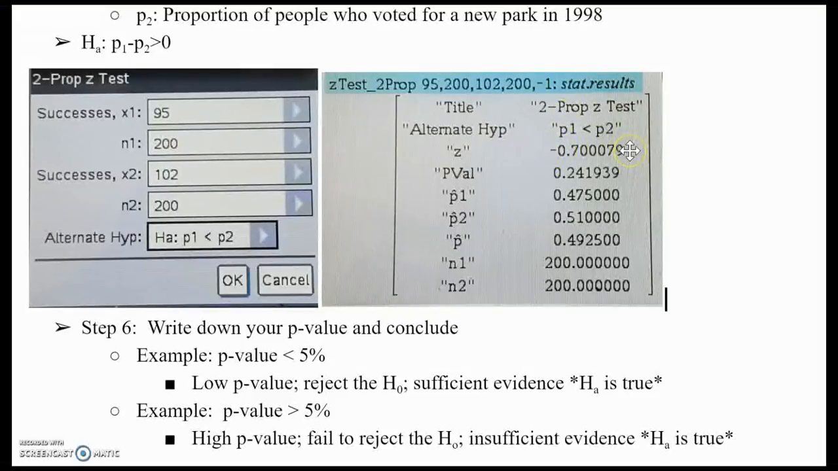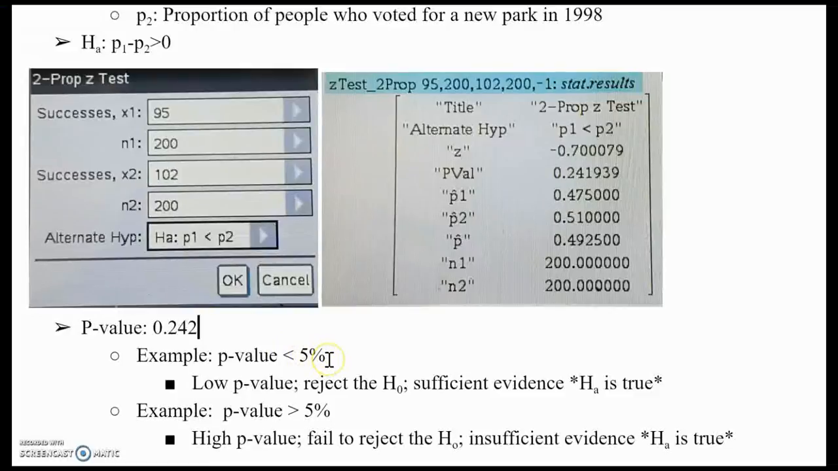This is my z value if I had calculated it. This is my p value, which is what I'm looking for the most. This is my proportion, which is 95 out of 200, 102 out of 200. This is a different thing. We call it pooling, which we're not going to talk about. And n1 and n2 are just my sample sizes. So as you can see, this p value. Step 6 is to write down my p value. So I'm going to do that. P value 0.241939. Again, I'm going to round it down to 0.242.